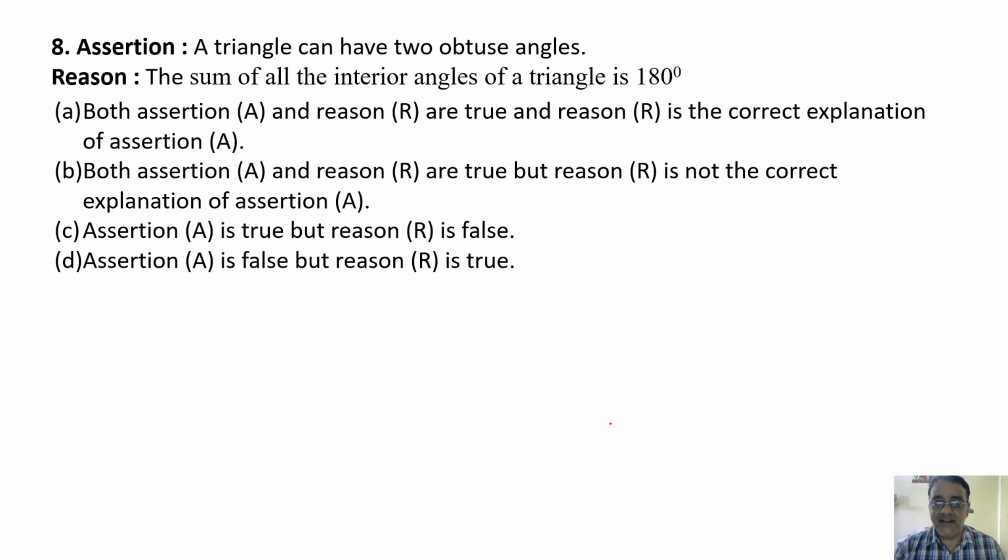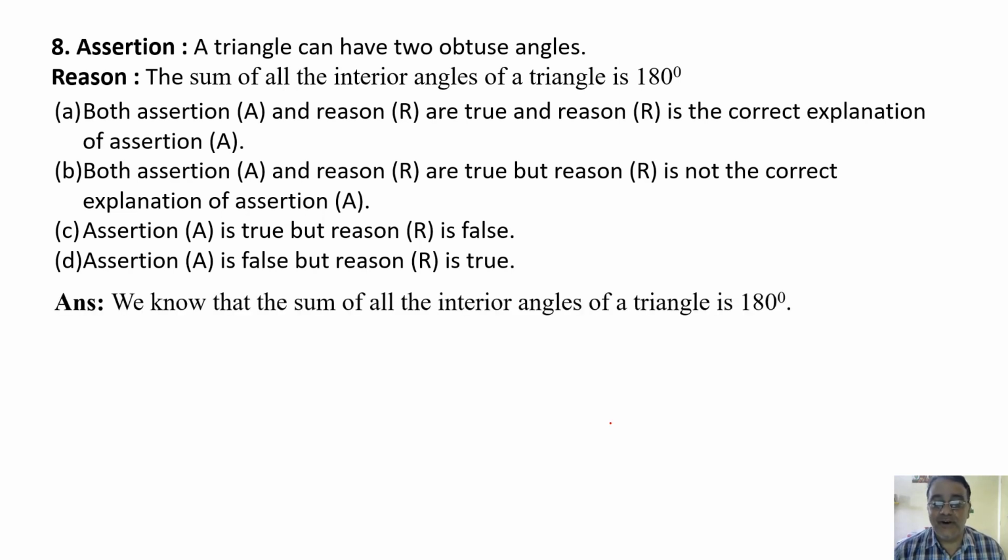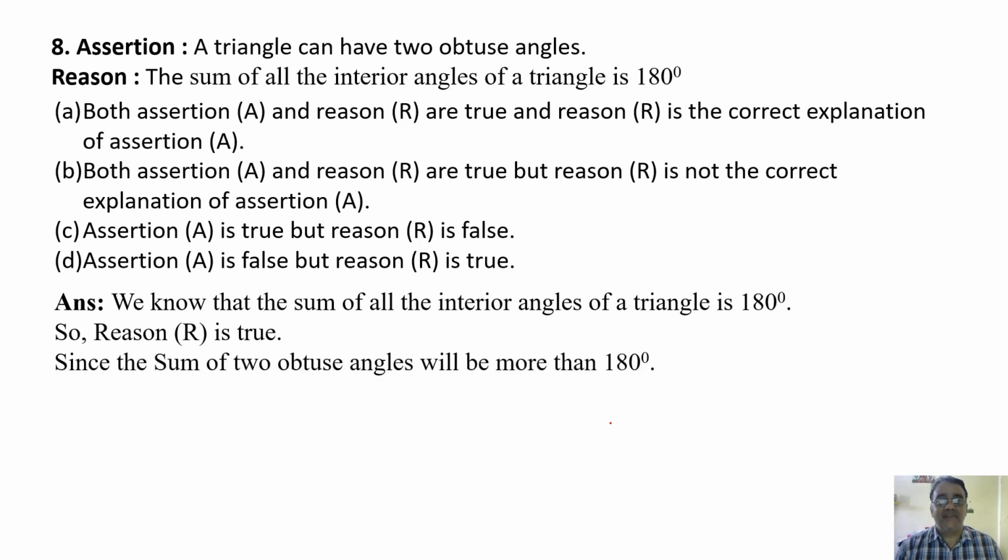Assertion: A triangle can have two obtuse angles. Reason: The sum of all the interior angles of a triangle is 180 degree. So whether reason is correct? Yes, sir. Right. Yes. We know that the sum of all the interior angles of a triangle is 180 degree. So reason is true. And a triangle cannot have two obtuse angle. Why? Because since the sum of two obtuse angle is greater than 180 degree. ठीक है, दोनों एंगल का जो सम होगा 180 से ज्यादा होगा.